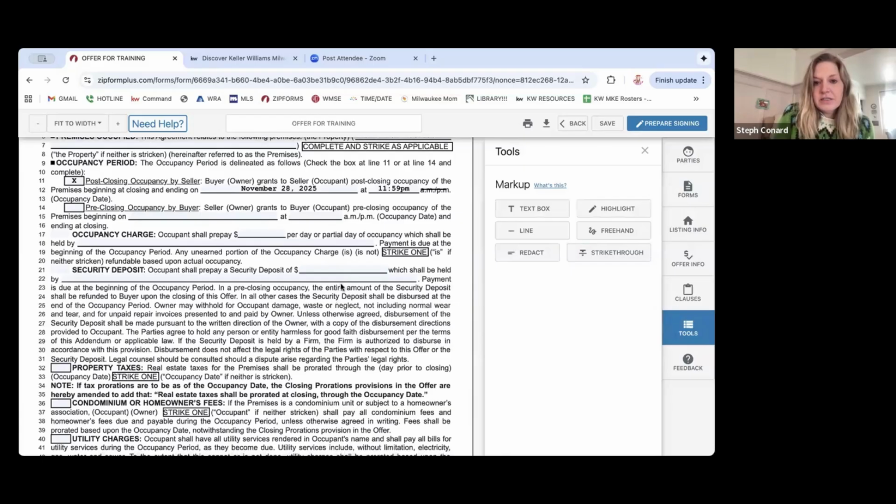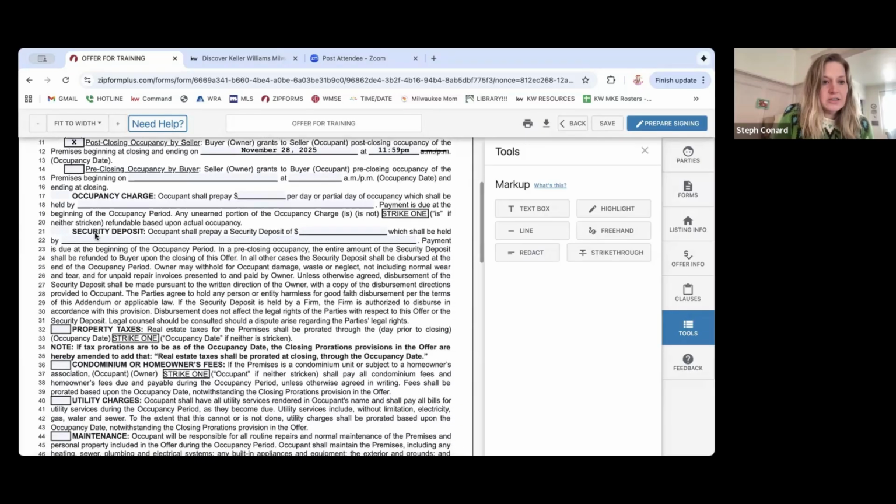Or I have seen it where it's like a 3 p.m. occupancy, like maybe it's just till the next day. They want a post-close occupancy. You could literally identify a time of like 3 or 4 that the seller is going to be out of there, and then the new buyer slash owner can take over at that time.